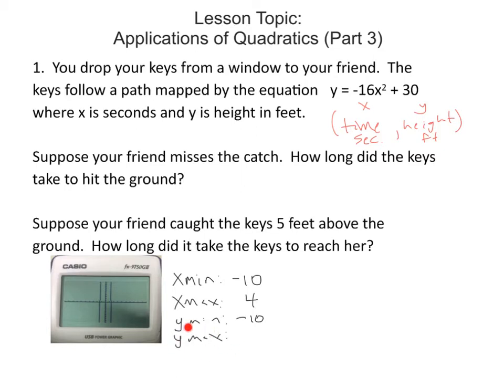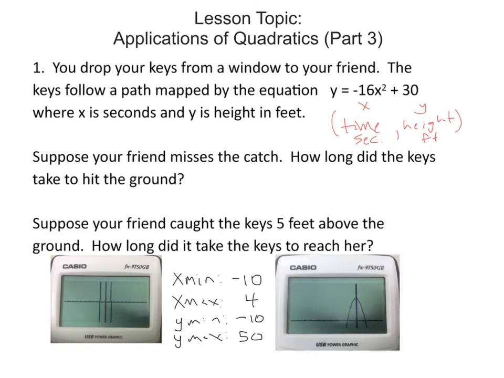Then our y maximum. Well, our y maximum is the one we really want to think about here. The y maximum is up here somewhere. And we know that it's the height in feet that you're dropping your keys from a window. So how many feet up might you be? Okay, you have to think about that a little bit. You're not going to be 2,000 feet in the air if you're dropping keys from a window to your friend. But you might be, I don't know, 50 feet? Who knows? Let's try 50, okay? So go ahead and change your graphing calculator to use this window, and then hit graph again.